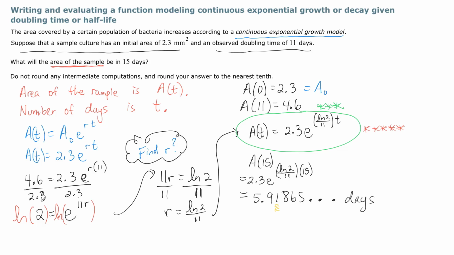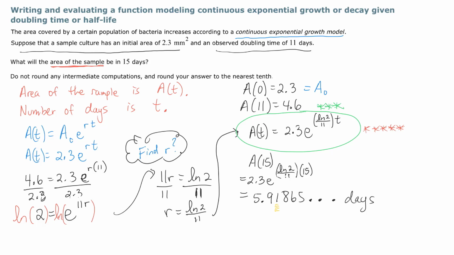Let's write our answer in a complete sentence. You might want to ask yourself, does the answer even make sense? If the doubling time was 11 days, and we're looking at it at 15 days, it should be more than 4.6 square millimeters. And it is. So that's a good sign.